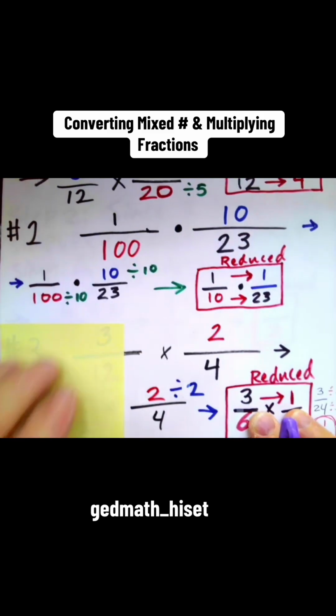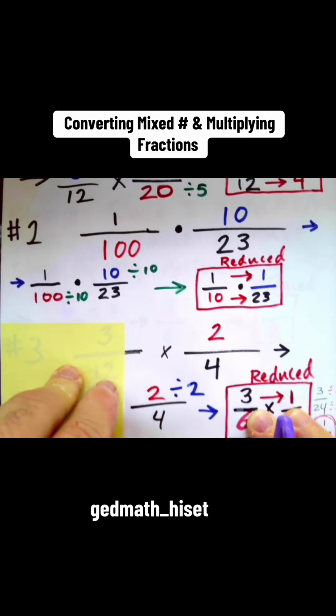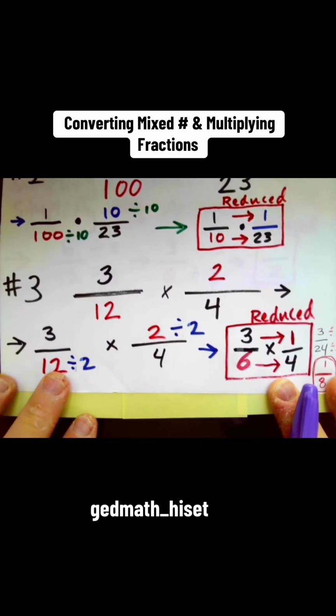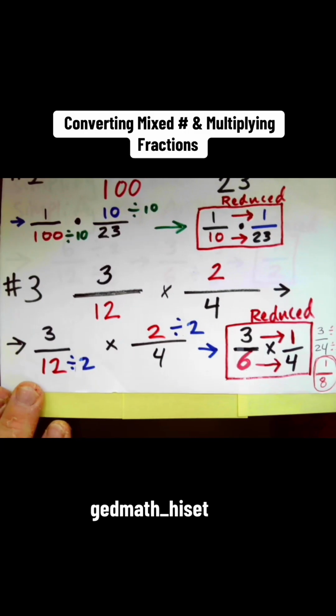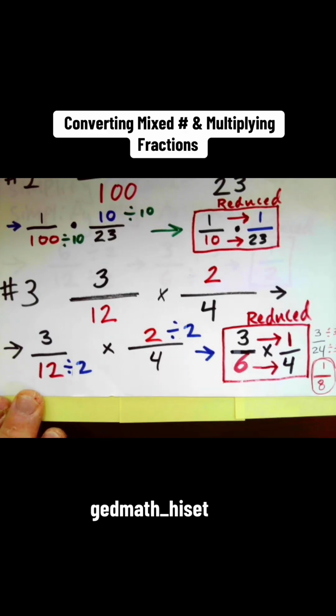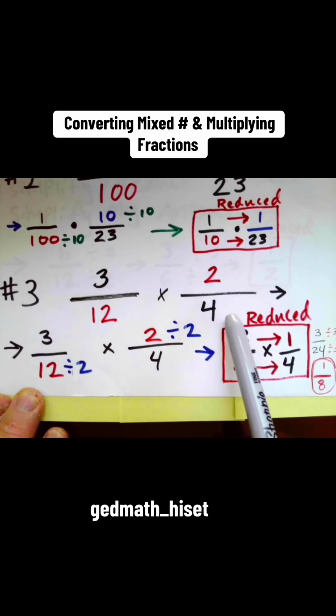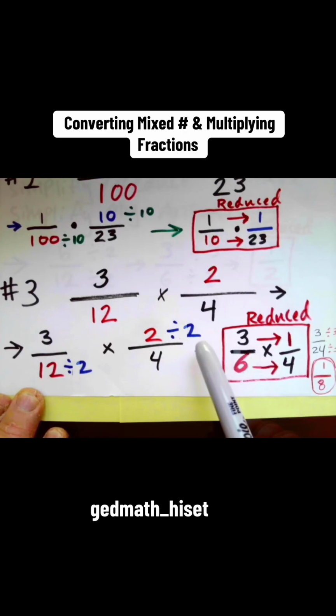I got another example here I'd like to show you. Take a look here if I can get the little sticky note off. Wow, that was tough. So we have number 3. We have 3 divided by 12 times 2 divided by 4. Remember, every fraction is a division problem. Can I divide a number other than 1 into 3 and 4 and not have a remainder? No. Only 1 will divide evenly into both of those numbers.